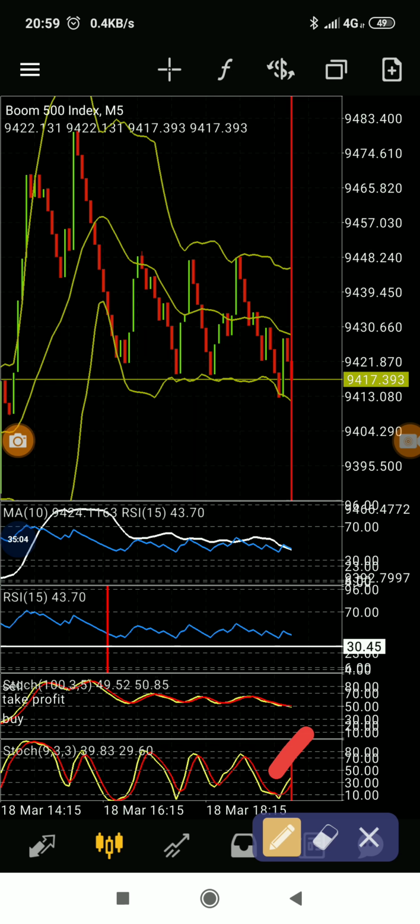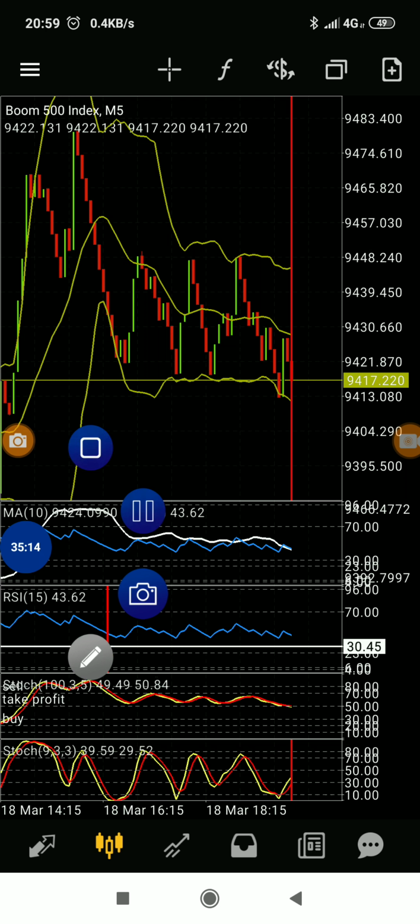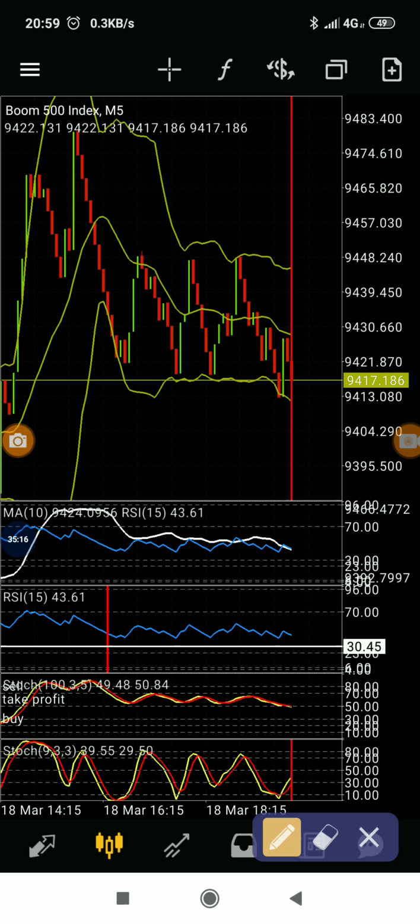Guys, don't buy, don't sell, don't sell, it is buy. And before the buy will be over, the stochastic has to get to level 50 or level 80, then turn again. That is before the buy is over.